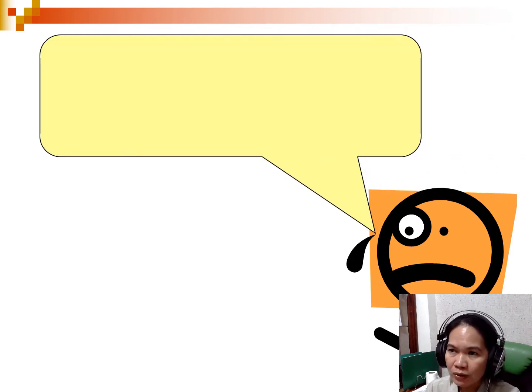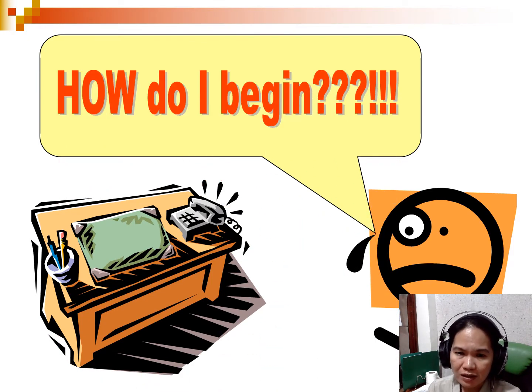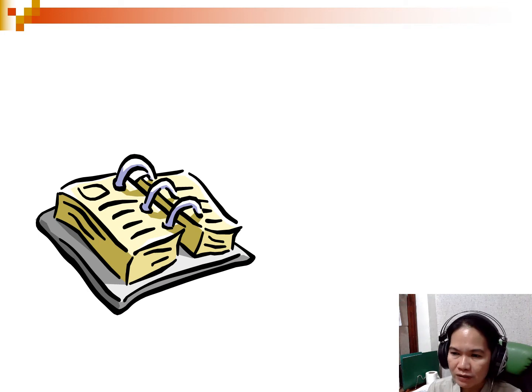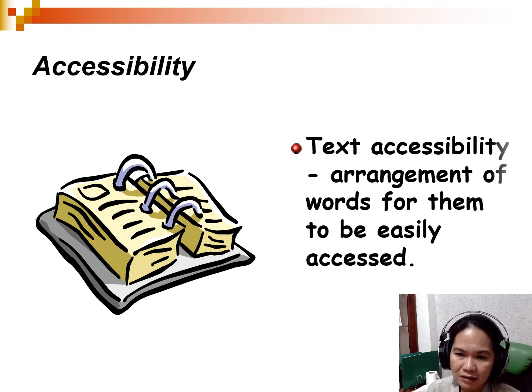So, in accessing or in obtaining the information, how are we going to begin? Okay? What are the things that we're going to consider? How do we begin with obtaining this information to be used? So, there are things that we're going to consider when it comes to accessibility. Okay?